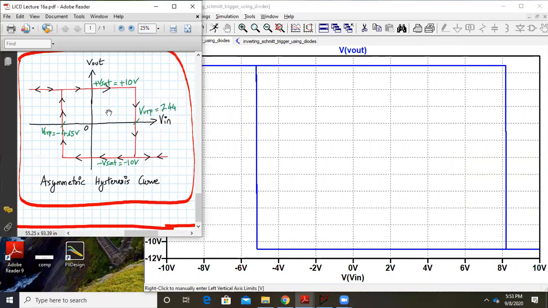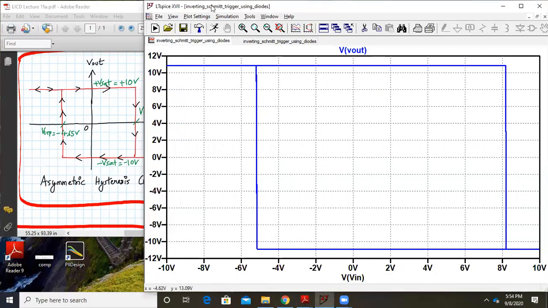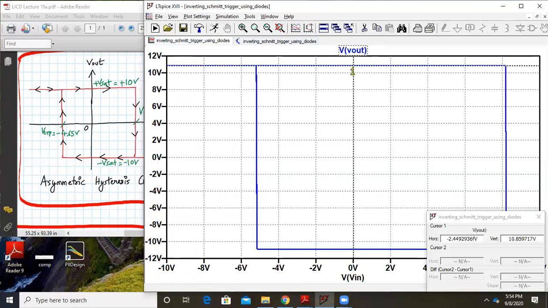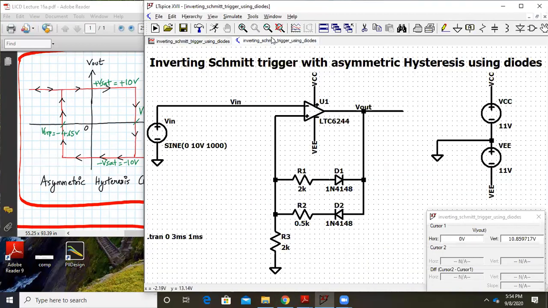On the left hand side of your screen, you have your asymmetric hysteresis curve, which was evaluated numerically, and on the right hand side of your screen is the positive, that is the VUTP value. Somewhere around that. Now you can see carefully that VUTP and VLTP are not exactly the same. The reason being the threshold voltages are not the same. So let me calculate the threshold voltage over here. It's around 10.85. So basically for LTC6244, this is quite high.